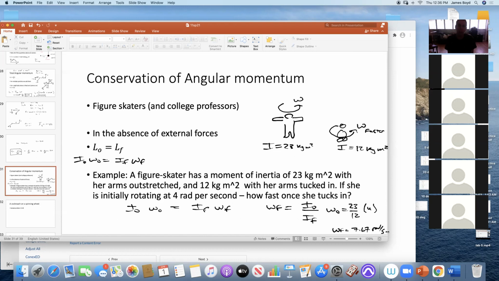If you look at people who do diving, once you leave the platform, you can't generate a torque, right? But in the dive they can tuck into a ball to make themselves spin faster. Why does tucking into a ball make you spin faster? Because your angular momentum stays the same, but your moment of inertia changes. So if you make your moment of inertia smaller, you speed up.